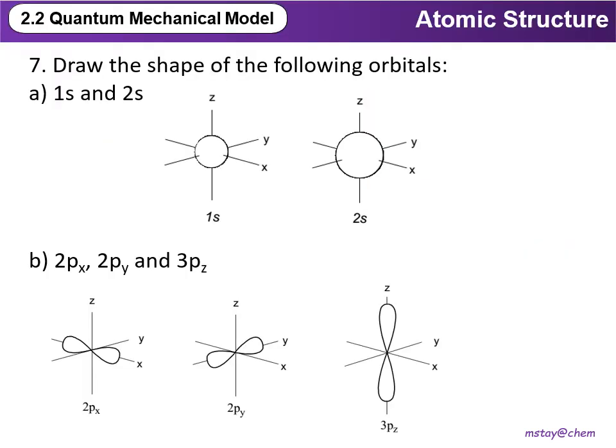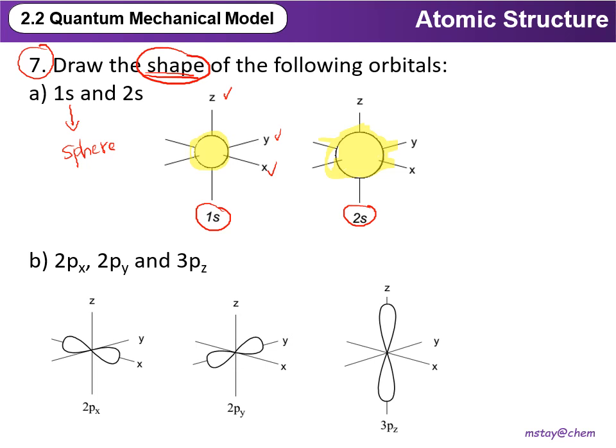Next question, 7. Draw the shape. The highlight here is the shape for the following orbitals. As we already know, the s orbital is always a sphere. So 1s and 2s. Besides, you need to label the x, y, z axes. What's the difference between 1s and 2s? Basically, it is the size. If you look at 2s, the size of the sphere is larger than the size of 1s.